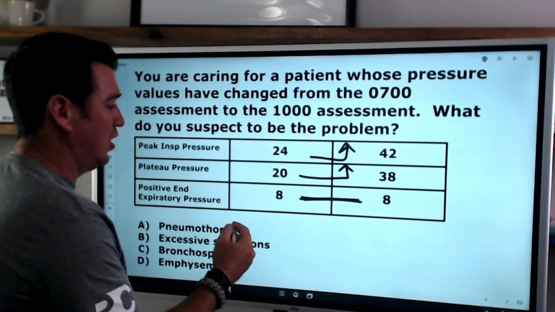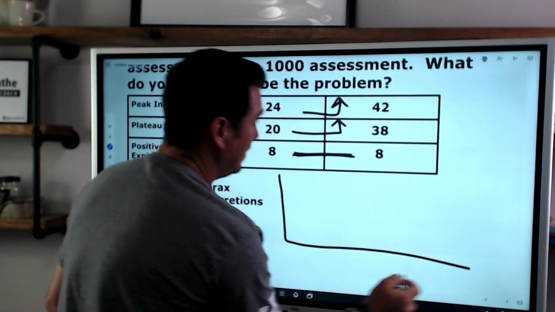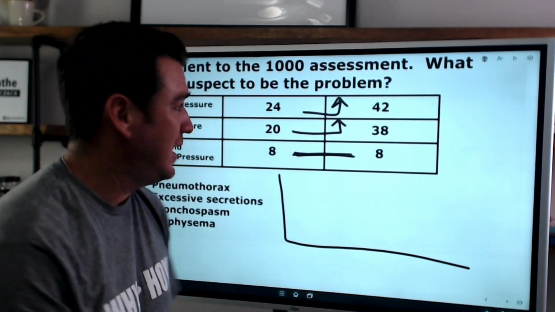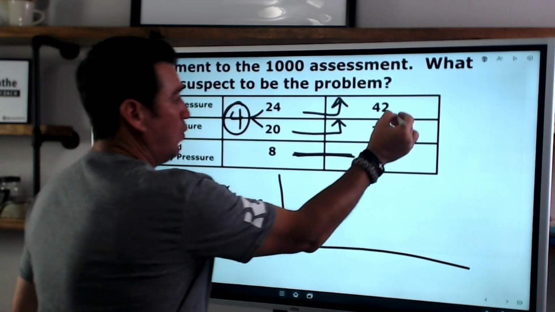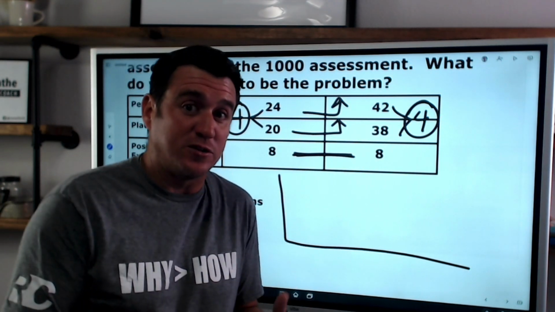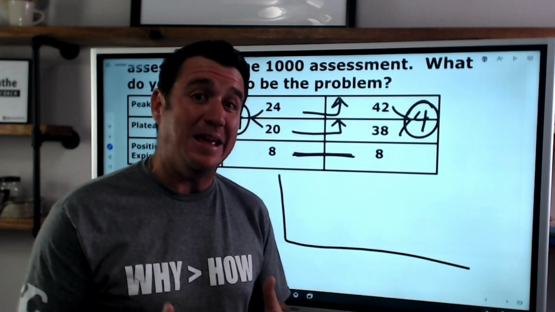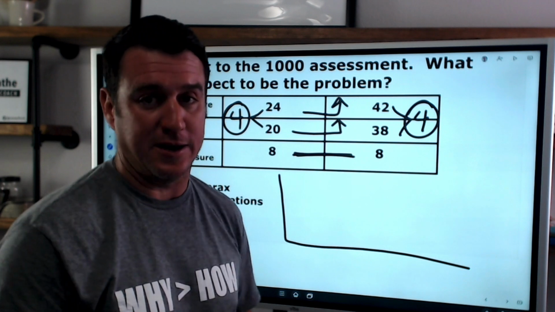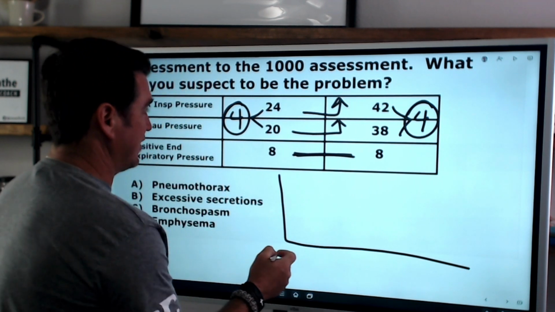Got it. Okay. So let's just take a second here and draw this out. When you get these questions, just draw them out. Ask yourself, what's the difference? Oh, it's 4. Oh, so the difference between PIP and plateau has remained the same. That means that our PIP has gone up because our plateau has gone up. We have a parenchymal problem here. We're going to see that here in just a second.